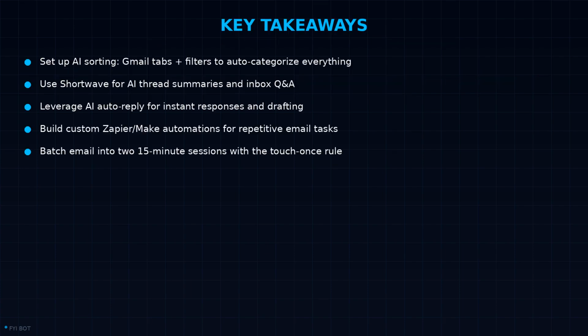Let's recap the complete AI email automation system. Step 1. Set up AI-powered sorting with Gmail tabs and filters so only important emails reach your main inbox. Step 2. Use Shortwave for AI-generated thread summaries and inbox search. Step 3. Leverage AI auto-reply suggestions and drafting tools to cut response time from minutes to seconds. Step 4. Build custom automations with Zapier or Make.com to handle repetitive tasks like saving attachments, logging leads, and creating tasks. Step 5. Process email in 2 daily batched sessions using the touch once rule.